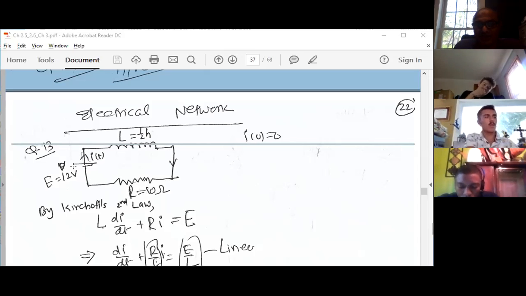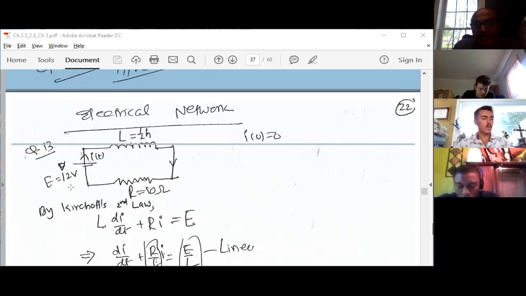Now just look over here. This is the closed loop circuit. That means you can use Kirchhoff's first and second law. Kirchhoff's first law says that if you divide your current I1 in terms of I2 and I3, you can write I equal to I2 plus I3, which we are not using in this particular electrical network system. We are going to use that probably in the next section.